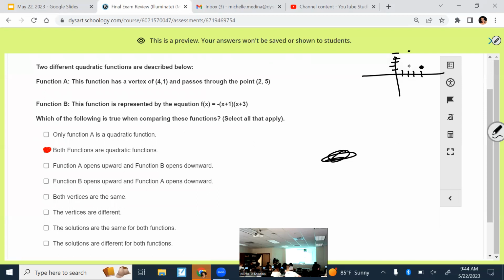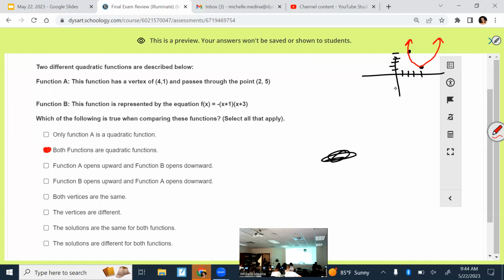Okay, up 5. Based on knowing that this is my turning point, and then I have another point up here, it must open what direction? Upward, because it said that this bottom one, (4, 1), is the vertex, the turning point. So if I have another point that's above it, then it must open upward. So far this one's looking good.